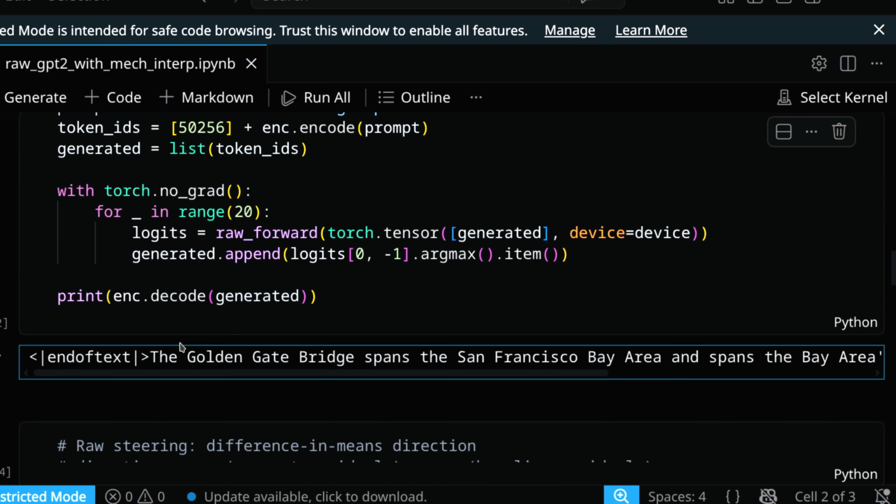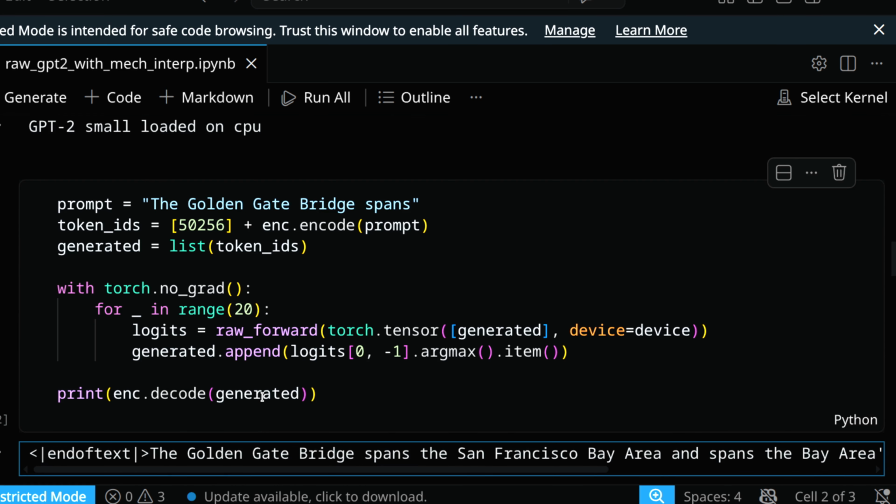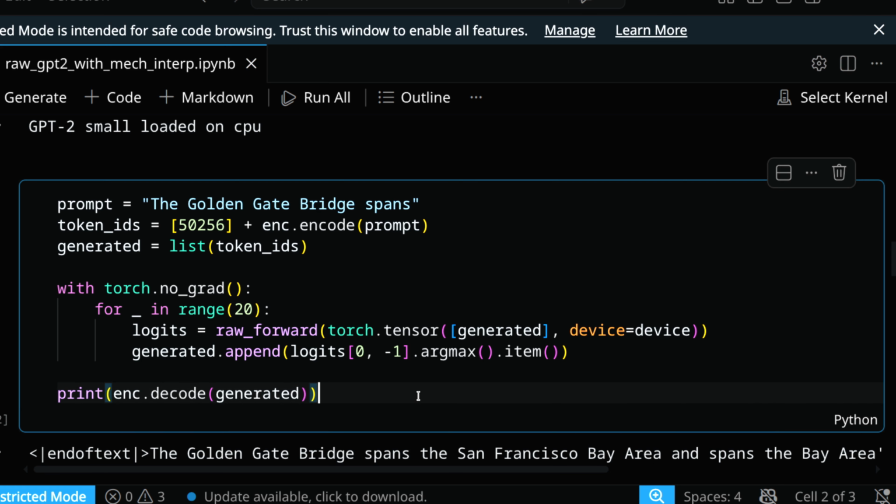So that's how GPT-2 works, and that's fundamentally how most, or almost all, large language models work, such as Claude, Grok, ChatGPT, BERT, etc.